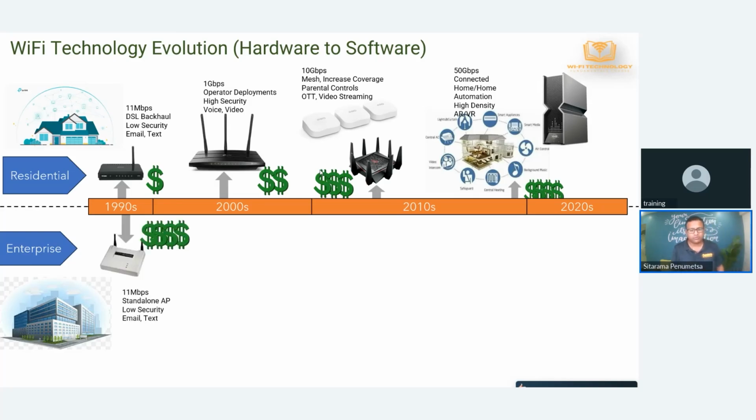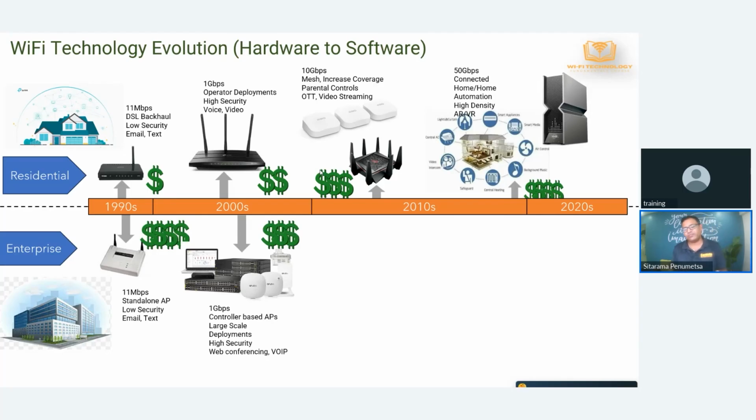Now coming to enterprise, it also evolved extensively. Enterprise also started with 11 Mbps standalone APs. So you'd go to an office and you'd find one AP installed. We call them access points in enterprise networks. We don't call them routers. So when I say AP, I mean an access point, a Wi-Fi access point, right? And again, it had very low security. Security is a big problem. And we'll talk about how the problem is solved over a period of time.